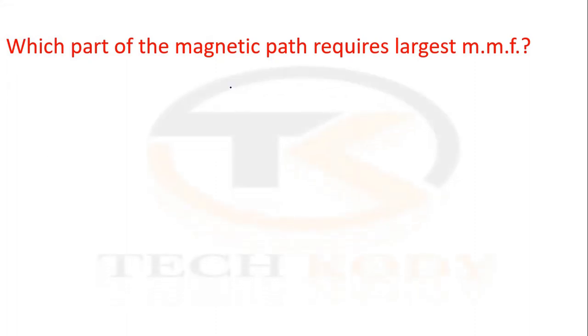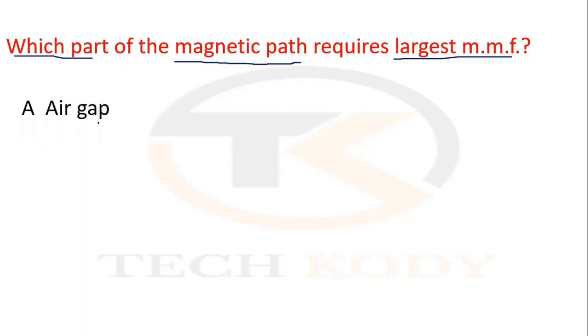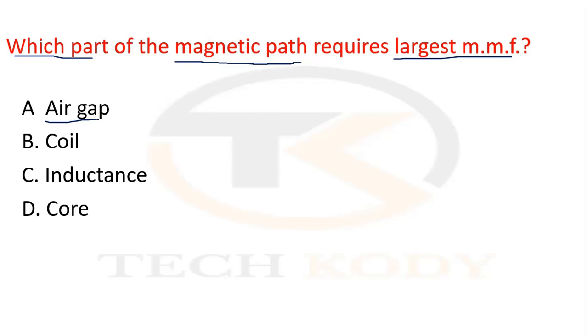Which part of the magnetic path requires large m.m.f.? Air gap, coil, inductance, or core. Here you can see which part has large m.m.f. The air gap has a large m.m.f. in the magnetic path.